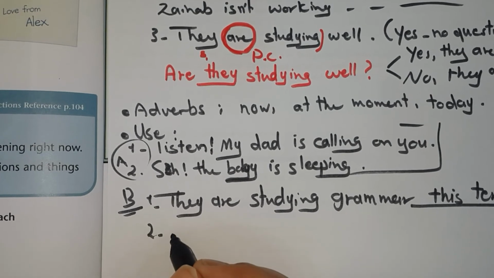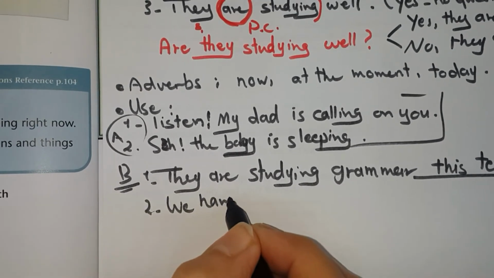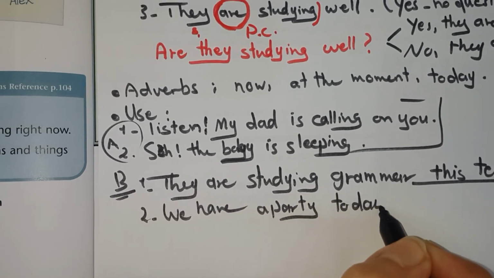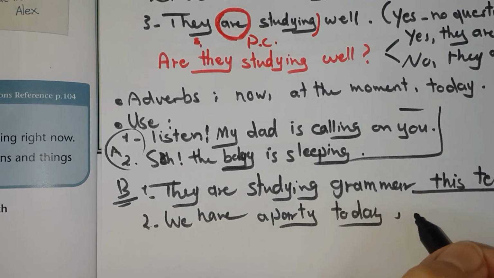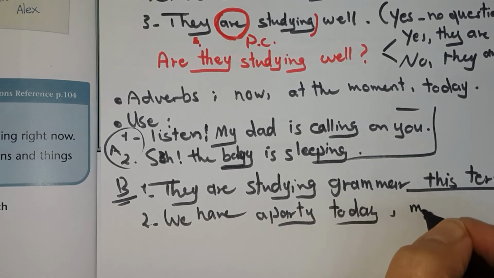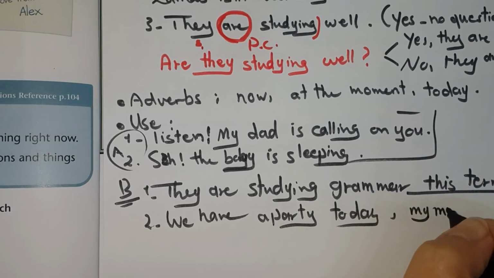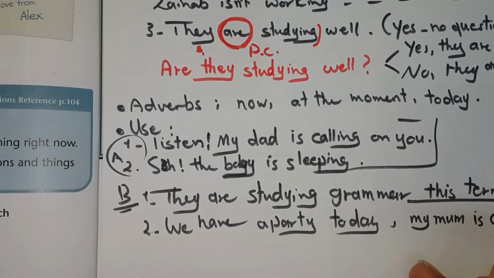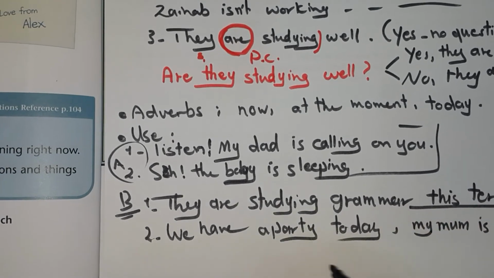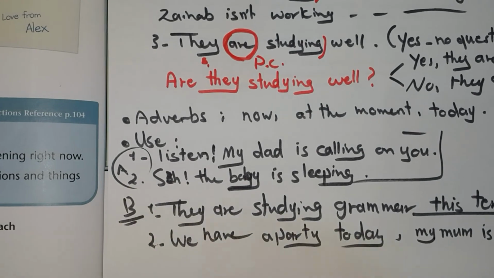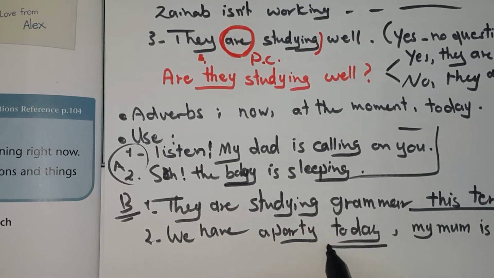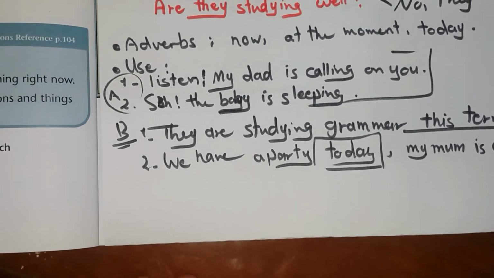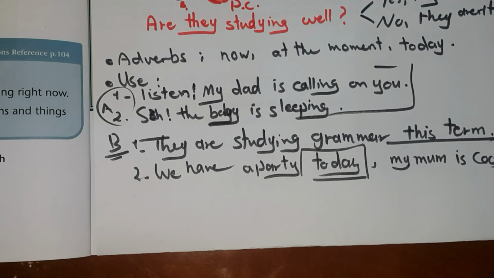Another example, we have a party today. My mom is cooking. So there is a current period of time, which is today, and my mom is busy all day doing what? Cooking for the party that is there.